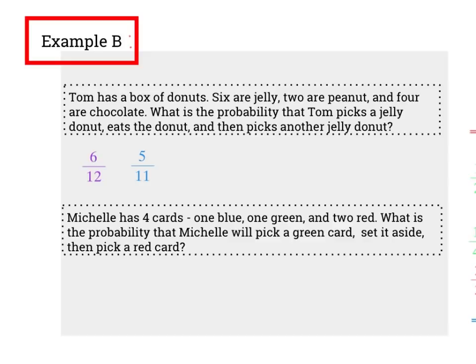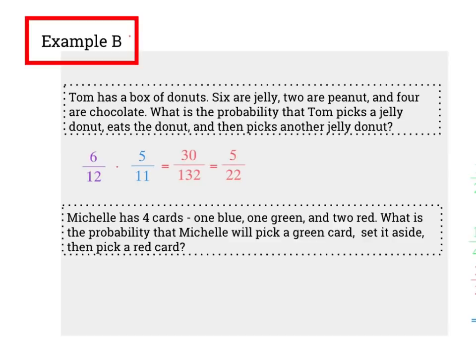So again, we have 5 because he ate the donut. He ate a jelly donut. And we only have 11 in the box because he ate that first jelly donut. So we're going to multiply them together. And we got 6 times 5, which is 30. 12 times 11 is 132. And I get 30 over 132. And you're thinking to yourself, man, that's a really big fraction. But again, you're going to reduce it. And when we reduce it, down to 5/22.